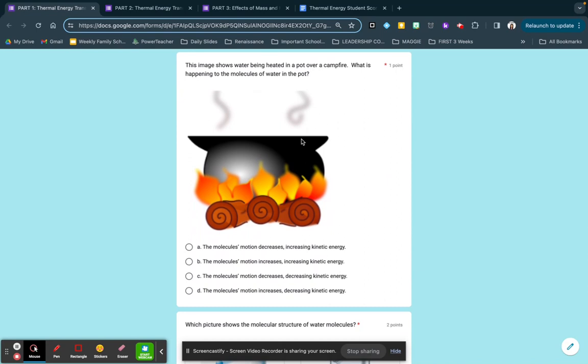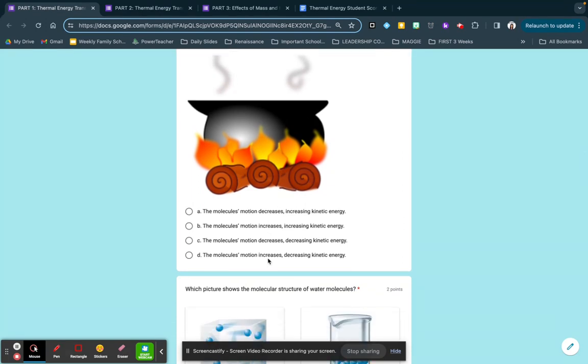This image shows water being heated in a pot over a campfire. What's happening to the molecules of water in the pot? So what's going on with the molecules? The molecule's motion decreases, and this increases its kinetic energy. The molecule's motion increases, increasing kinetic energy. The molecule's motion decreases, decreasing kinetic energy, or the molecule's motion increases, decreasing kinetic energy.